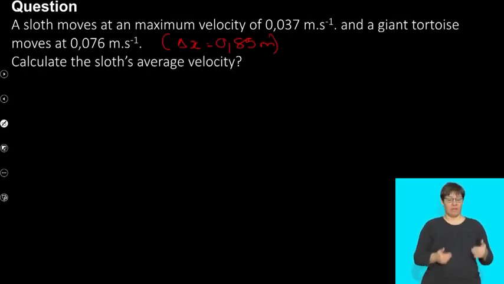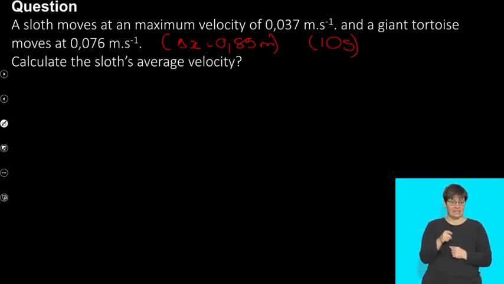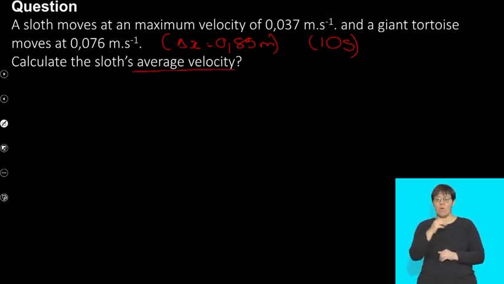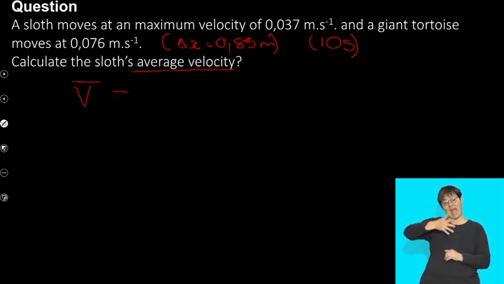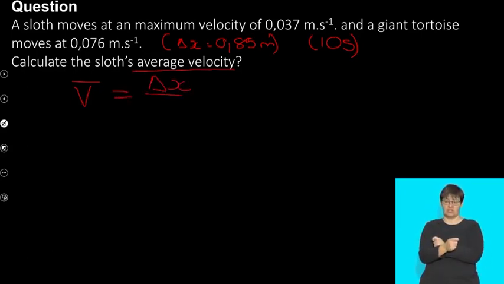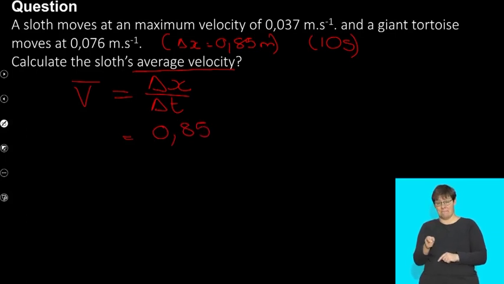Right, our next question. A sloth moves a maximum of 0.037 meters per second, and we were using a time of 10 seconds, so that hasn't changed. But I just needed to add something: the sloth takes 0.85 meters for those 10 seconds to get to that maximum velocity. Now they want the sloth's average velocity, and we remember that average velocity is change in displacement over time. So the sloth takes 0.85 meters to get to that maximum velocity, and it takes 10 seconds.